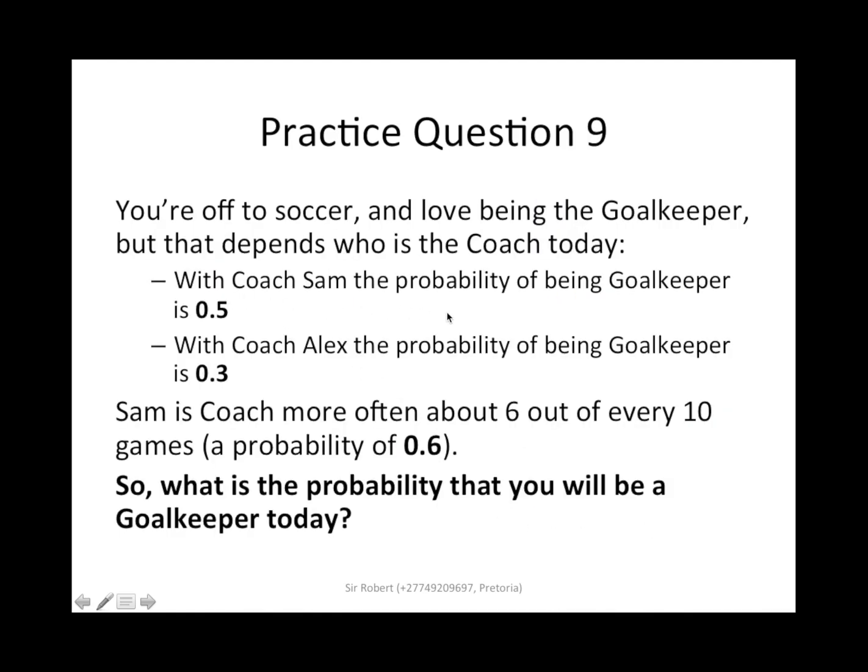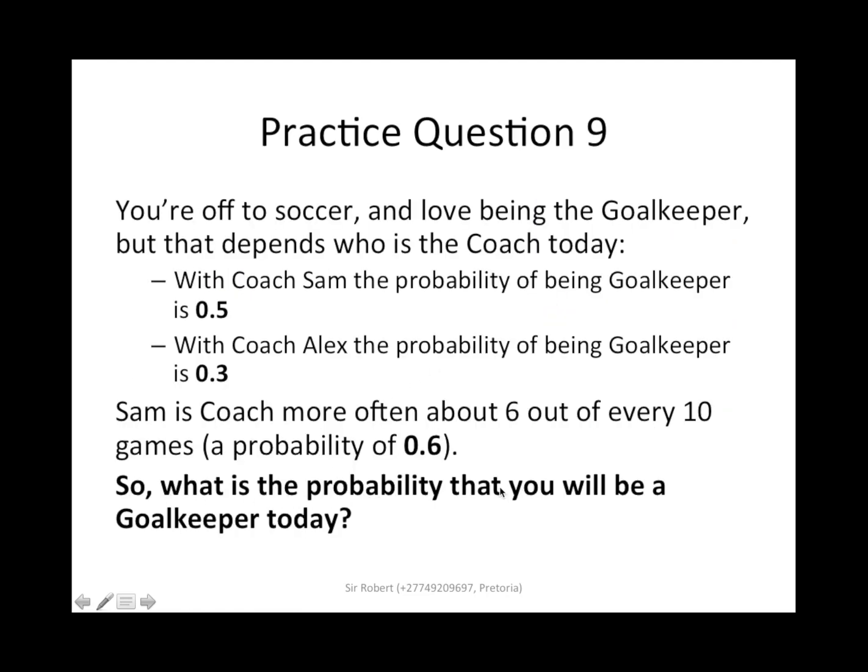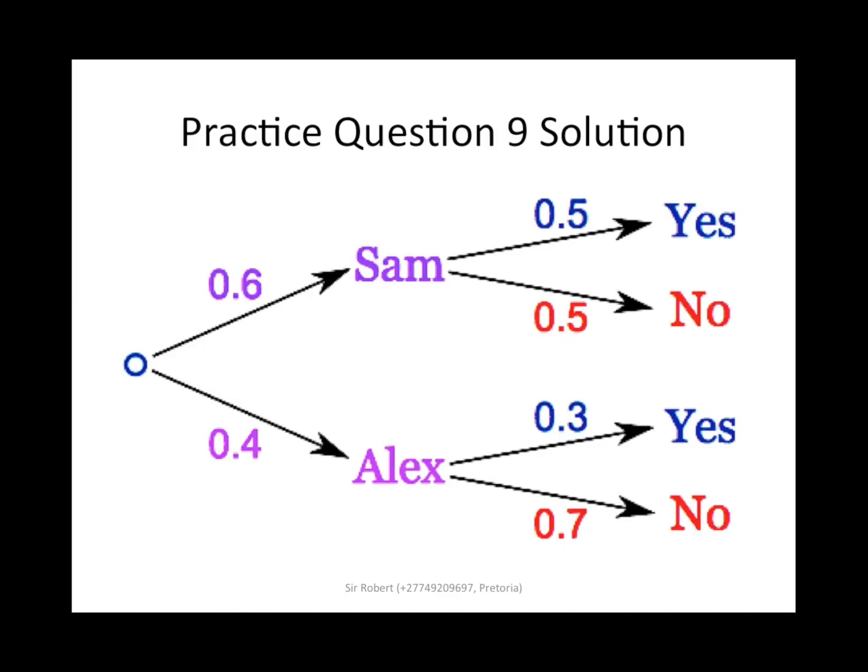Between the two, Sam has more chances of being the coach because it's 6 out of 10. So Sam being the coach, 0.6; Alex being the coach, 0.4. Probability of Sam choosing you, 0.5. Probability of Alex choosing you, 0.3. Now the question is asking, what is the probability that you will be a goalkeeper today? There are 2 scenarios that can happen. One, Sam is the coach and chooses you to be the goalkeeper. Or Alex is the coach and chooses you to be the goalkeeper.